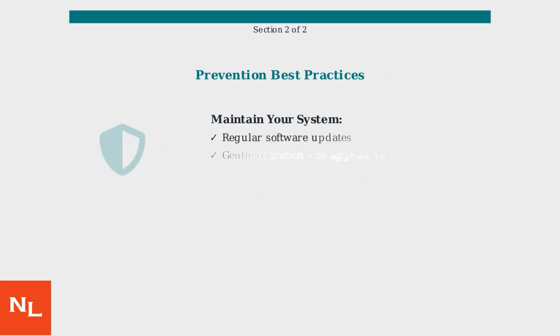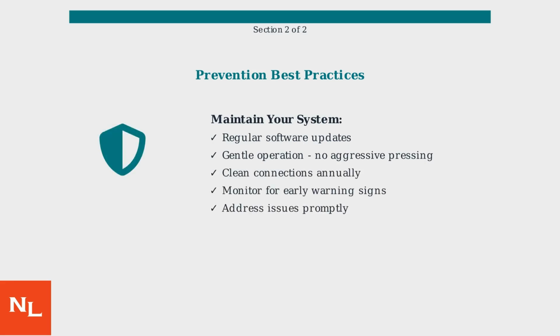Prevention is key to avoiding costly repairs. Regular software updates, gentle operation, and annual connection cleaning during routine maintenance can significantly extend your infotainment system's lifespan. Address early warning signs like slow startup or intermittent glitches before they become major failures.